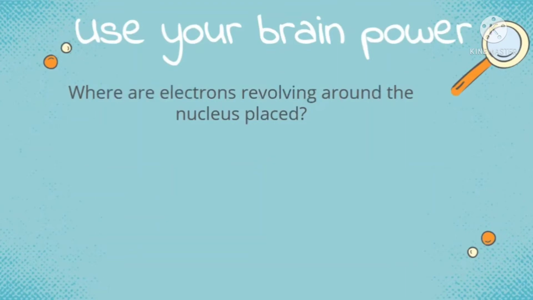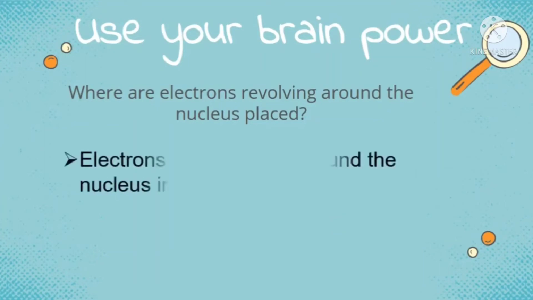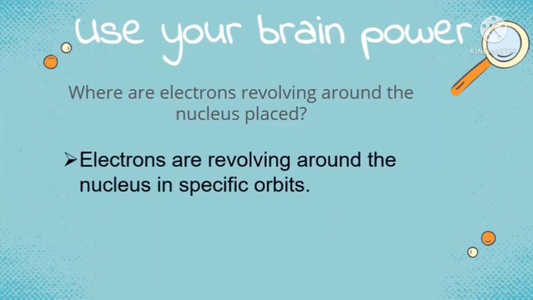Where are the electrons revolving around the nucleus placed? Answer is: electrons are revolving around the nucleus in specific orbits. They revolve around the nucleus in specific orbits.